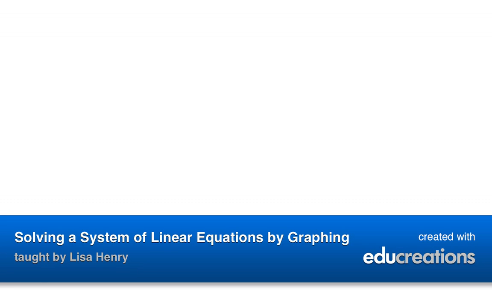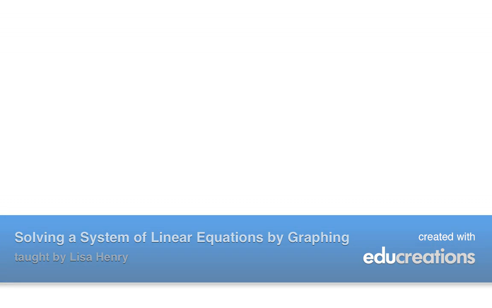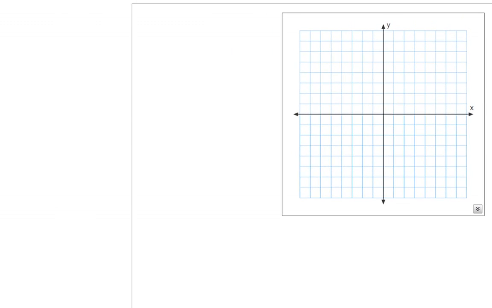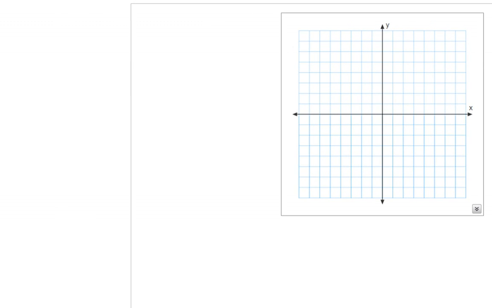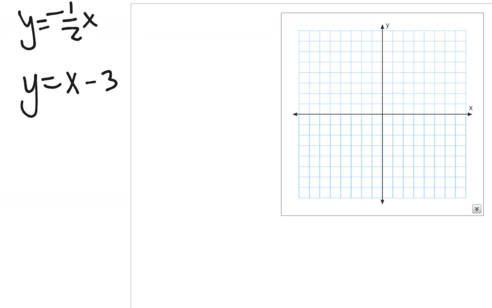This screencast goes over how to solve a system of equations by graphing. The first one we're going to do involves using the equations y equals negative a half x and y equals x minus 3. In order to be successful in graphing, we need to make sure they're in slope-intercept form. At least that's the quickest way to do it. In this case, they are because they're both already solved for y.